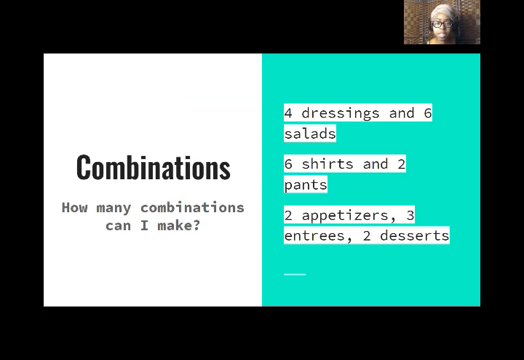Okay, 6 shirts and 2 pants. How many outfits can you make? Multiply 2 times 6 is 12 outfits. All right. And the last one says 2 appetizers, 3 entrees, and 2 desserts. So that's a little bit different. There's an extra factor in there, but you're still going to multiply 2 times 3 times 2. Let's look at that as an example.